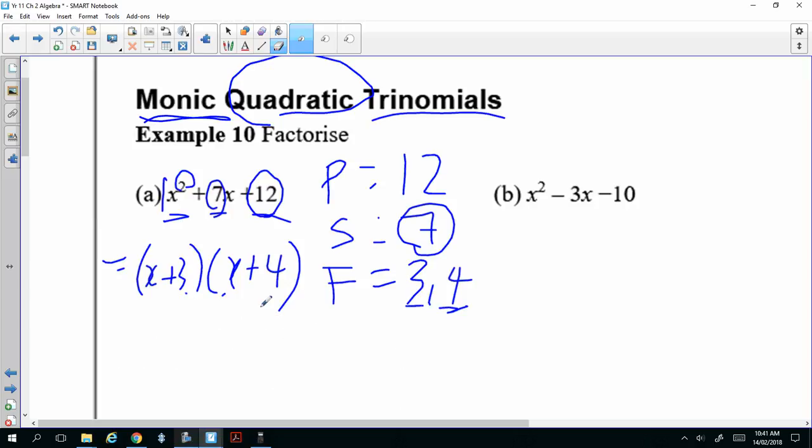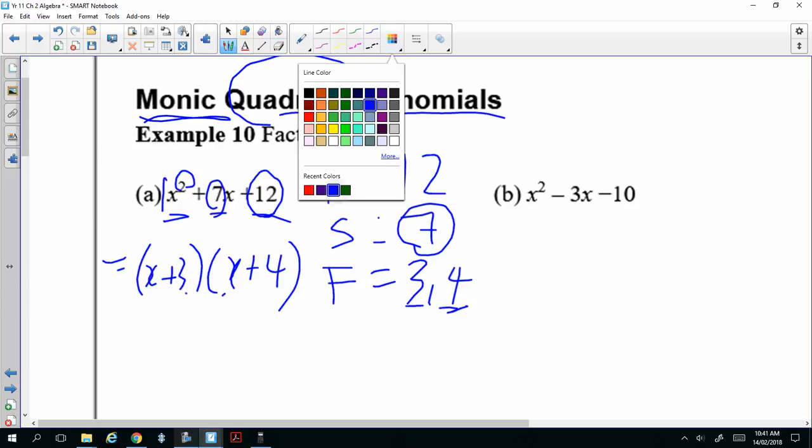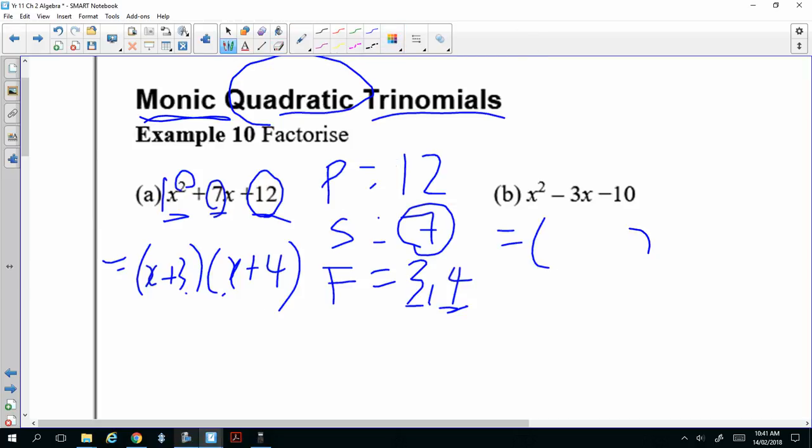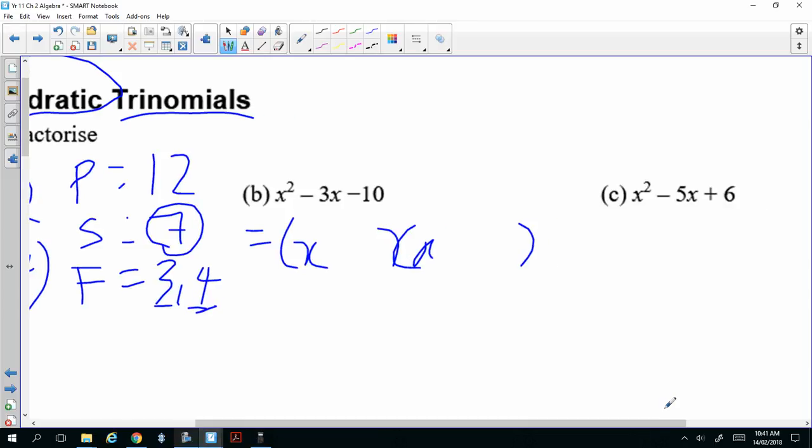All right, let's try the next one. The next one has some negative. All right, so it's going to be x and x something. So multiply to get negative 10, add to get negative 3. What would that be? Well, you try some possibility.